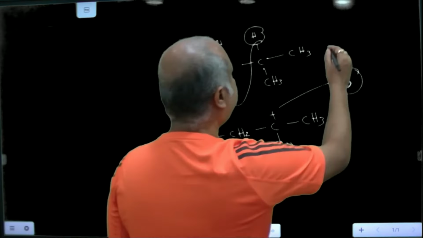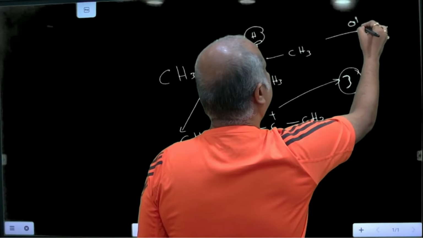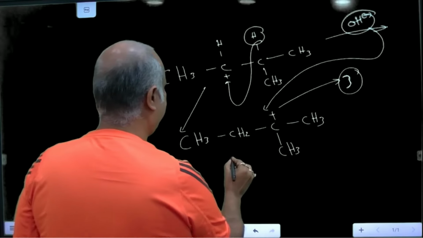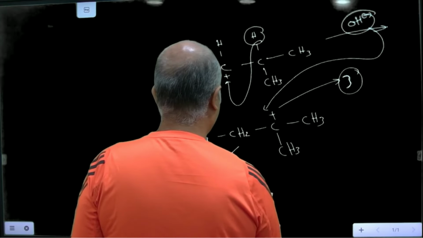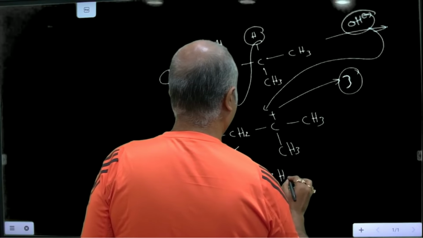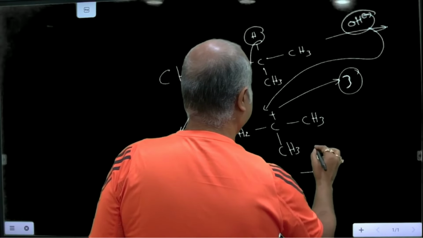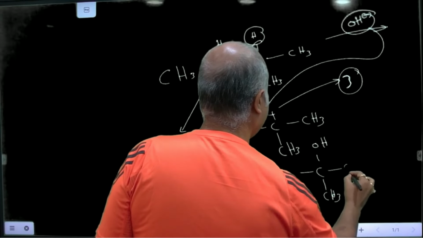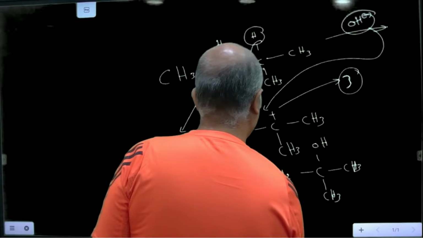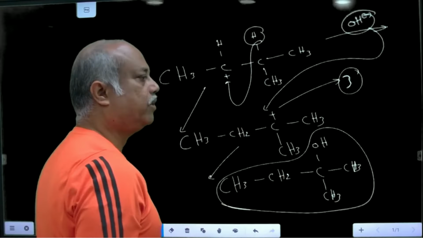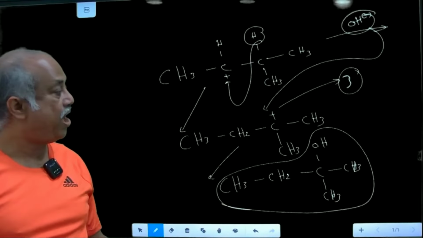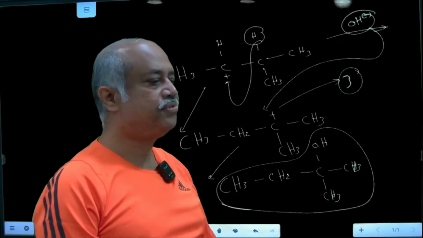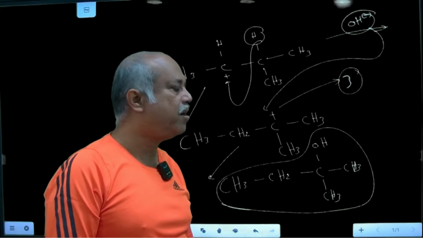So aqueous OH, that means OH minus, can attack in that way. It will produce CH3, CH2, C, OH, CH3 and CH3. Done? And that is the major product. Both are formed, that is the major and that is the minor.